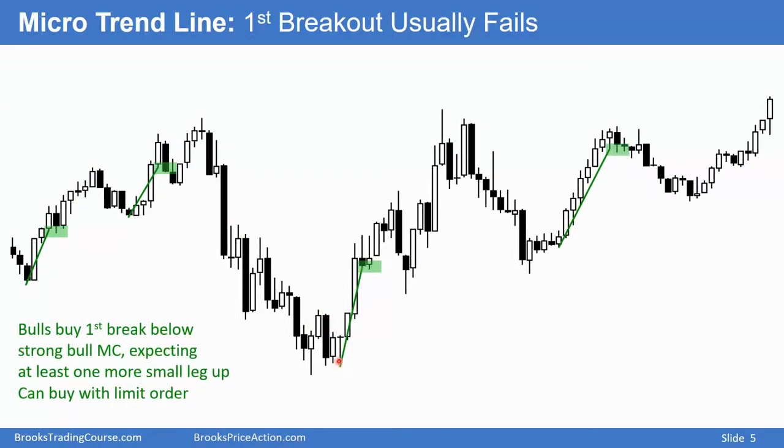When you have a bull microchannel like this, and the bull bars are fairly strong, closing on the high, big bull body, a break above a bear channel, you can call it a wedge bottom, traders will look to buy the first reversal down. They can buy with a limit order at the low of that bar, or they can buy with a stop above the high of this bar, expecting at least one more small leg up.